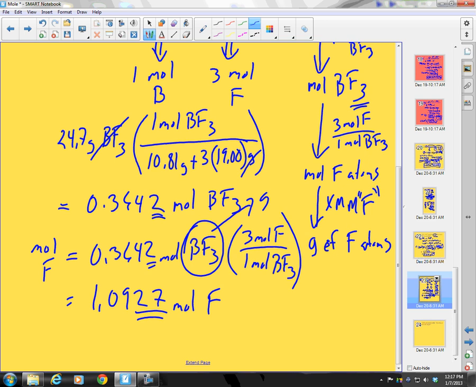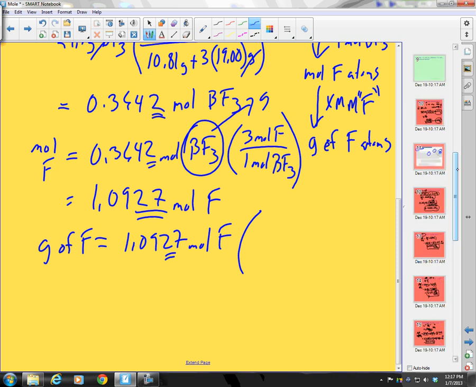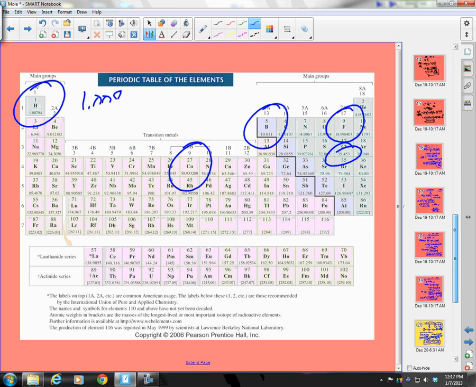So I have moles of F. Now, how do I go from moles of F to grams of F? Okay. So grams of F is equal to 1.0927 moles of F times what? Well, how many grams of F are there? Well, that's molar mass, right? What is F? F is 19.00. Good.